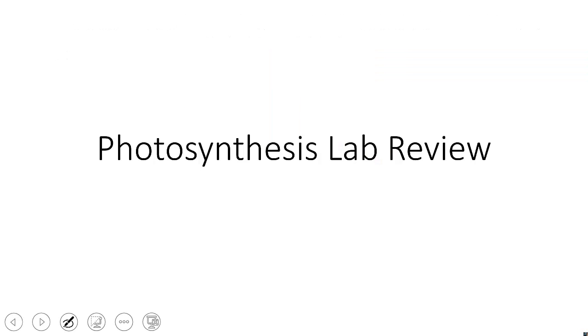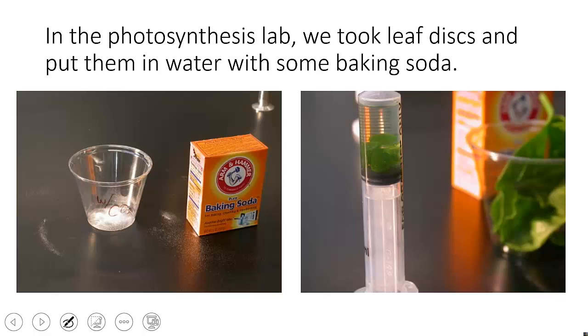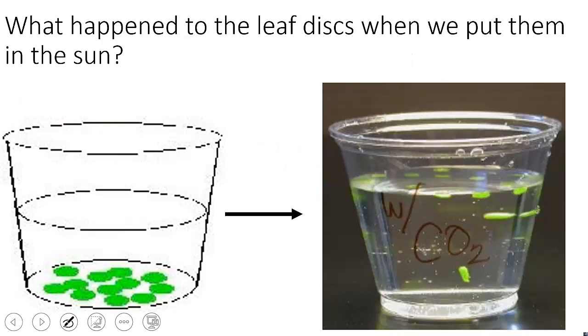Photosynthesis lab review. So, in the photosynthesis lab, we took leaf discs and put them in water with some baking soda. And then we put them in the sun. We had a bunch of leaf discs, and we had sunk them. We made them sink, because normally leaf discs float, but we made them sink.